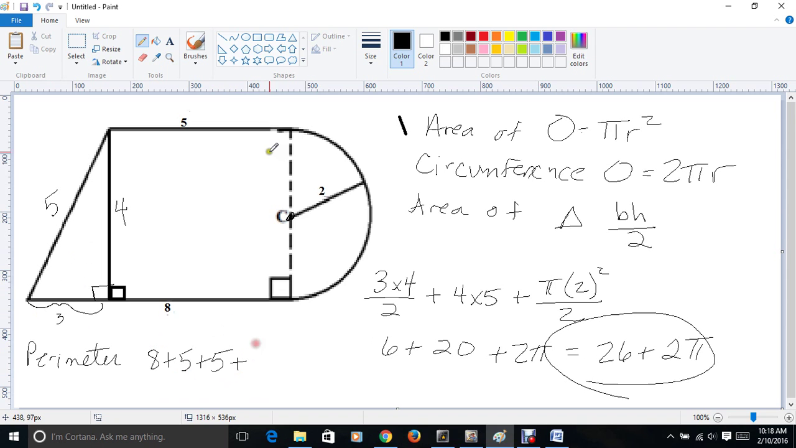And then we've got to figure out the circumference around the circle. We only need half of a circumference because it's a semicircle. So the circumference of a circle is 2 pi r. So it's 2 pi times r over 2. So that's 8 plus 10 plus 2 pi. So that is 18 plus 2 pi for that circumference. So that would be the area and perimeter of that shape.